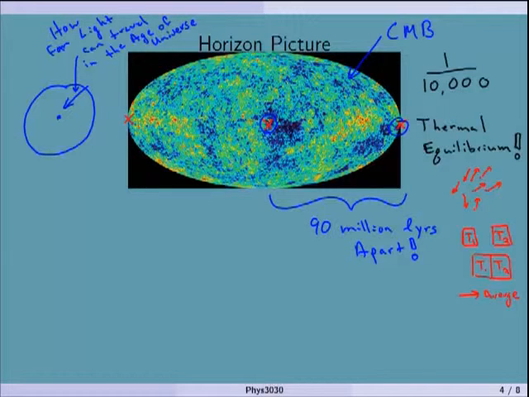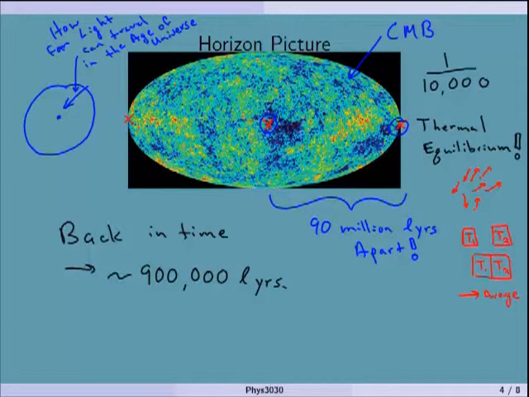Remember, temperature is just a macroscopic way of measuring what the motion of these little molecules is. And so they have to be in some kind of causal contact. We say causal contact, which means that they have to be close enough so that, if they're moving at least the speed of light, they can touch each other. Okay. But the problem is if you go back in time to when the CMB was released, it looks like the furthest that these particles could have been apart was about 900,000 light years, which is a lot smaller than 90 million light years.